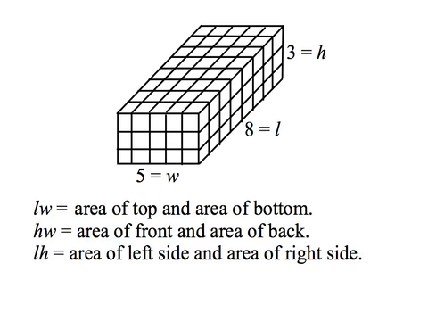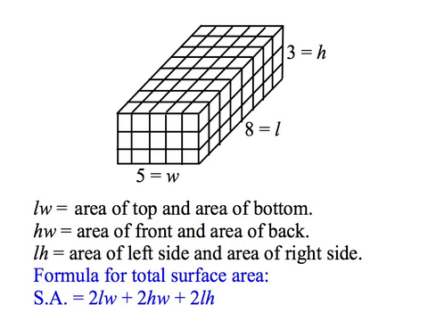And the left side and the right side was the length times the height, L times H, or in this case, 8 times 3. And then we realized that since there was 2 of each one of those, a top and a bottom, a front and a back, and a left and a right, we can write 2LW plus 2HW plus 2LH as a formula that would work for all boxes of this kind. And if you know anything about the distributive property, another way to write it is take the 2, put it outside a set of parentheses, and then put LW plus HW plus LH inside the parentheses. Either the blue expression or the orange expression will work to get the surface area for this box.